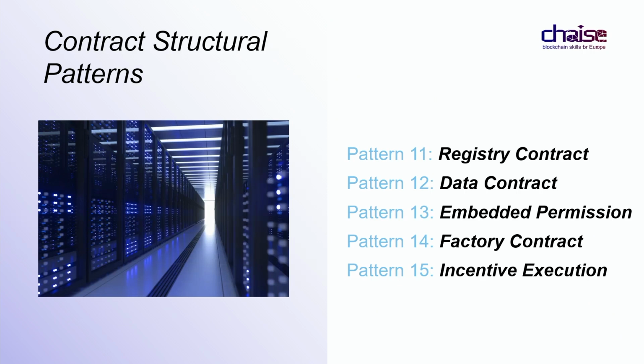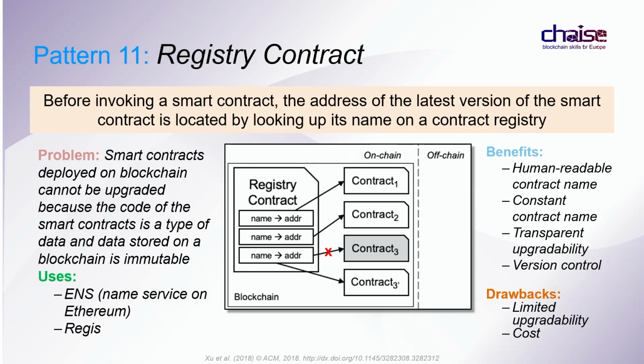The next group of patterns are contract structural patterns. They include registry contract, data contract, embedded permission, factory contract, and incentive execution patterns. Let's look at the registry contract pattern. Before invoking a smart contract, the address of the latest version of the smart contract is located by looking up its name on a contract registry.